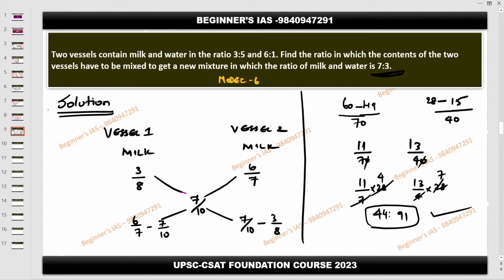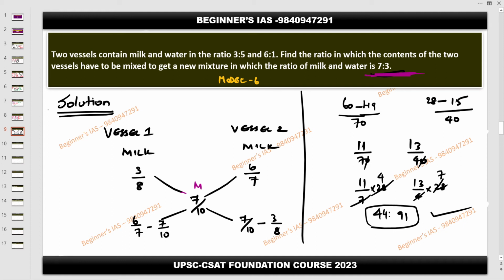Vessel 1 contains milk and water in the ratio 3:5 and 6:1. Find the ratio in which the content of the two vessels are to be mixed. Listen, the resultant has been given after the mixing. So rice 1 and rice 2 have been mixed, then that quantity will become this much. So this is nothing but the mean, M. You can take it as X also. Now, what is the procedure here? This is the first step.